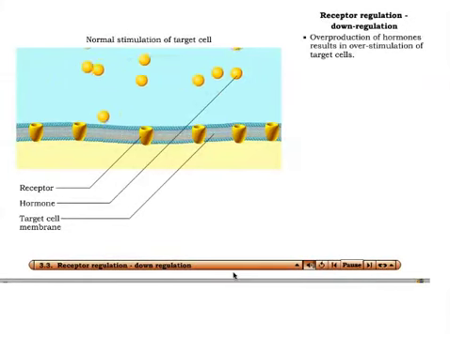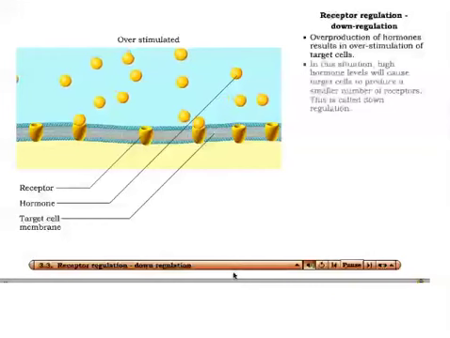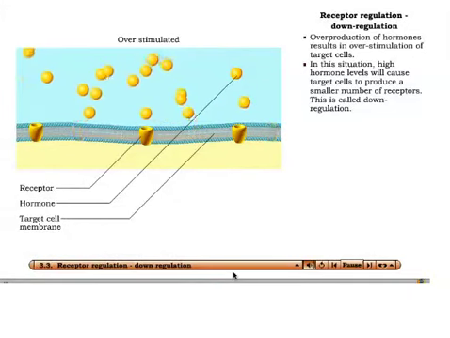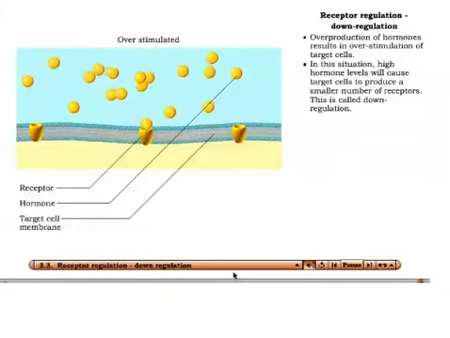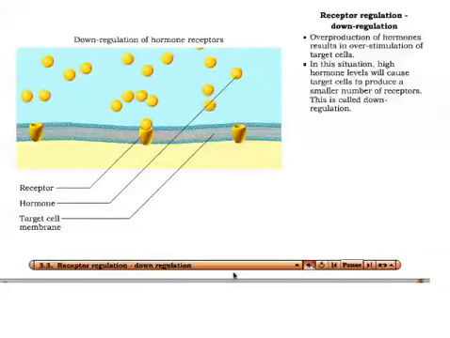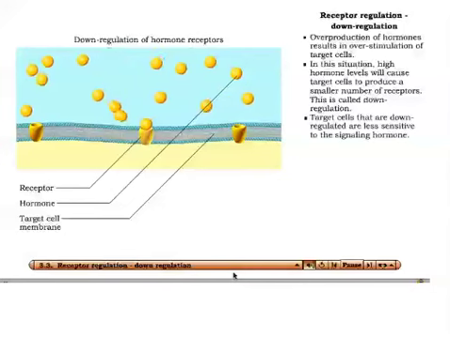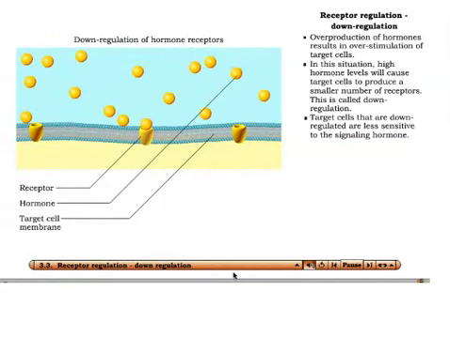Overproduction of hormones will result in overstimulation of target cells. In this situation, high hormone levels will cause target cells to produce a smaller number of receptors. This is called downregulation. Target cells that are downregulated are less sensitive to the signaling hormone.